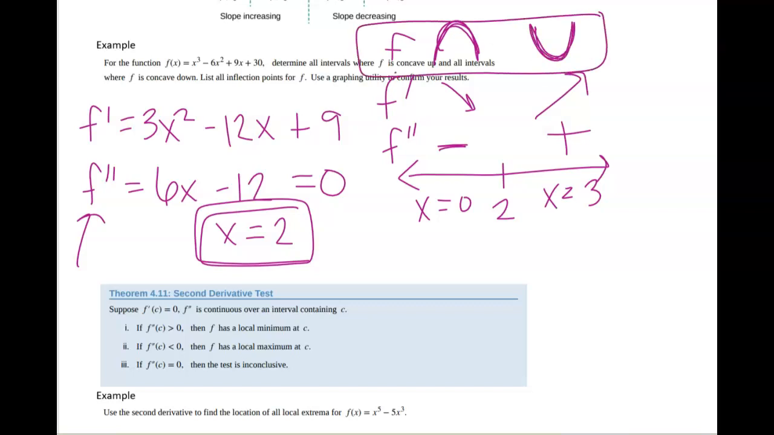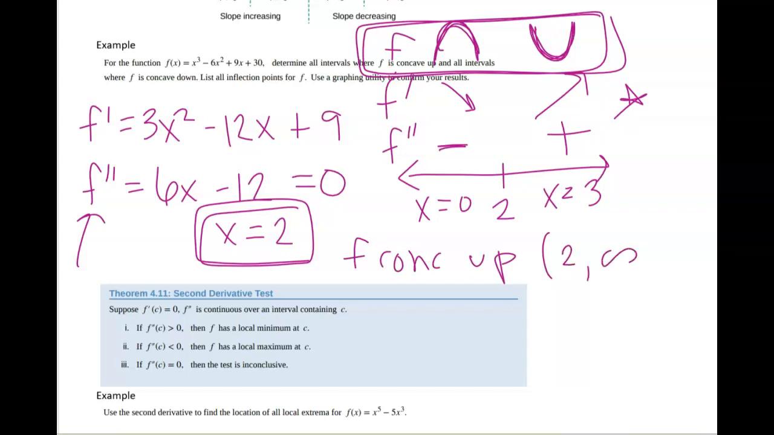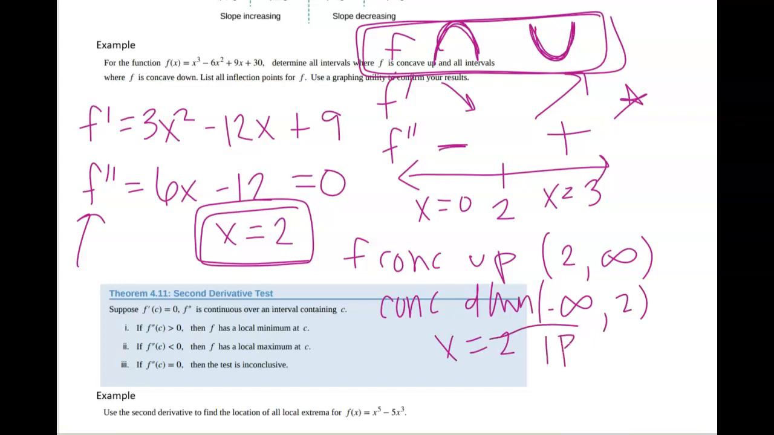Now this is what we want. I'm just adding in this little extra piece if we needed it, but what we really want here is concave up and concave down. So f is concave up from 2 to infinity, concave down from negative infinity to 2, and x equals 2 is an inflection point because there's a change in concavity there.